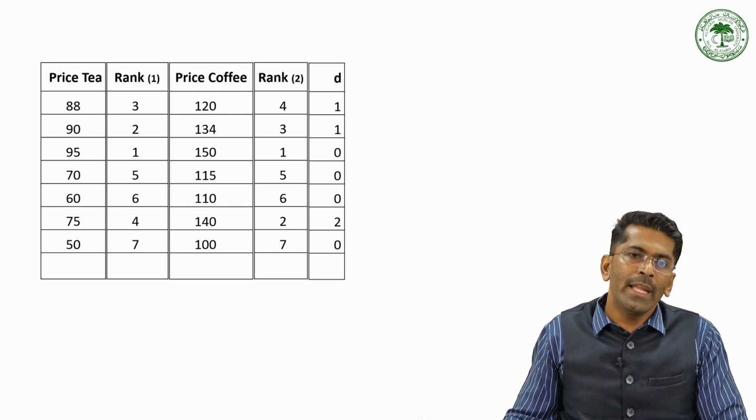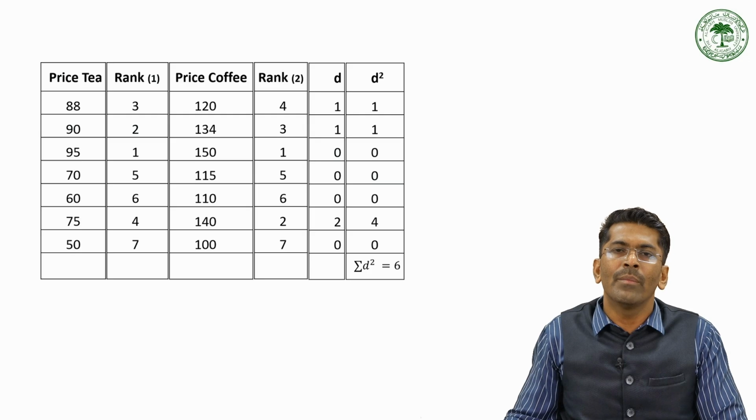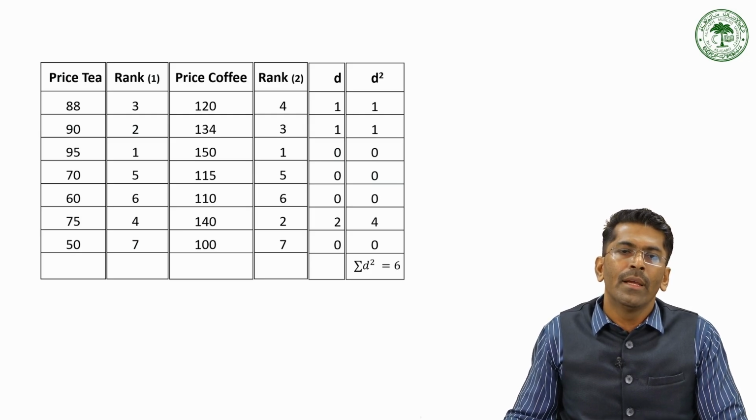Either you can take the difference between rank 2 and rank 1, or you can take rank 1 minus rank 2. Since we are not going to assess the D value anywhere, rather we are going to square it, either it is minus or plus, it doesn't matter, because we square each term and it will become a positive value. So 1 square is 1, 1 square again 1, 0, 2 square is 4, and the sum of D square is equal to 6.